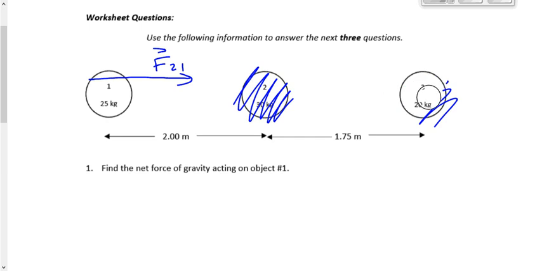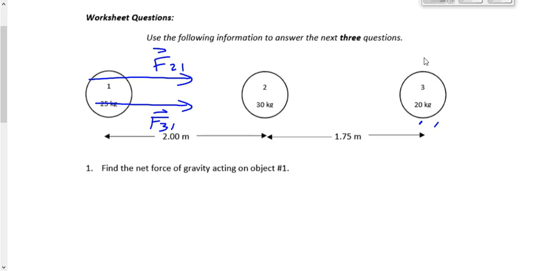Now, let's pretend 2 doesn't exist. Let's put 3 back. 1 and 3, do they attract each other? Yes, they do. 1 is attracted towards number 3. So I'm going to say that's the force of 3 on 1 to the right. 1 is pulled towards number 3. Now, 3 is also pulled towards number 1. Agree? But I don't really care about that one in this question because I'm not trying to find the force on number 3. I've got 2 forces, both to the right.